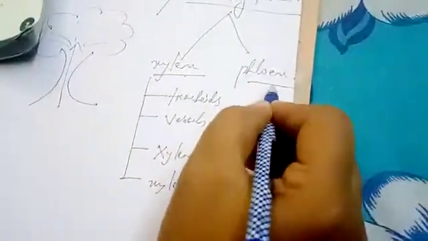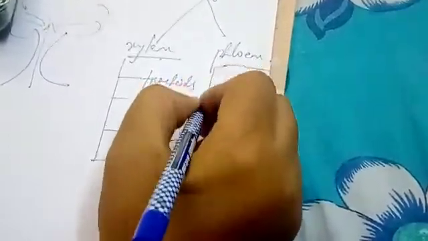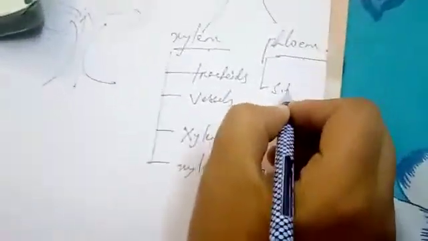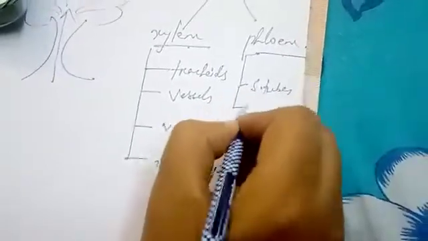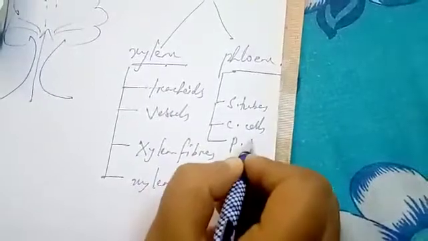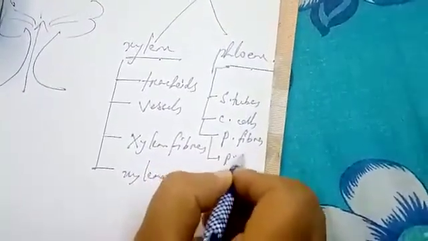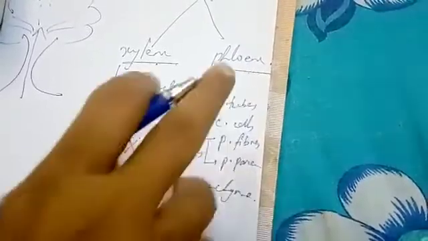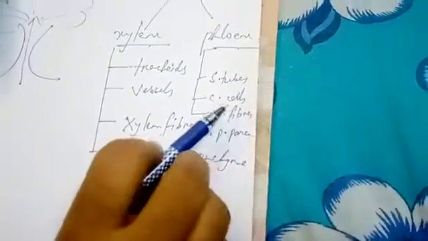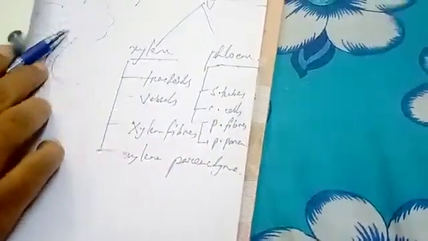Now, if you come to phloem, this also contains 4 components, that is sieve tubes, companion cells, phloem fibers and phloem parenchyma. And what do these cells do? They help in the transportation of prepared food from the leaves to the different parts of the plants.